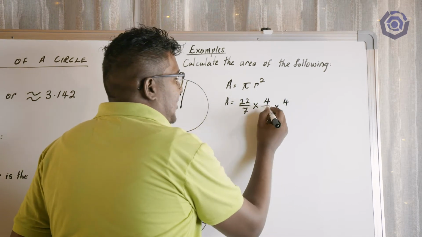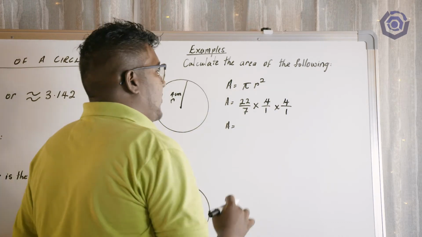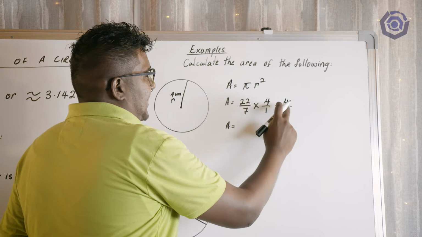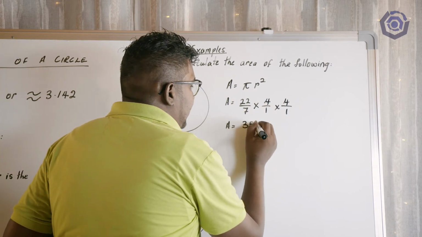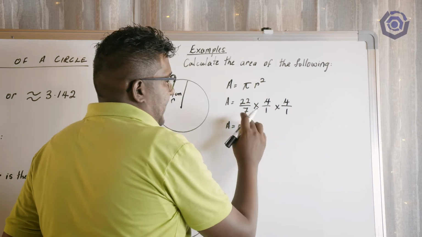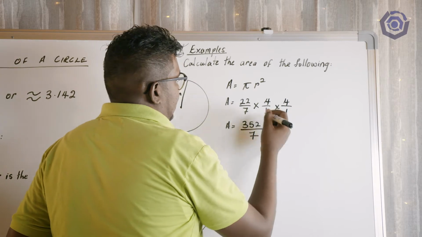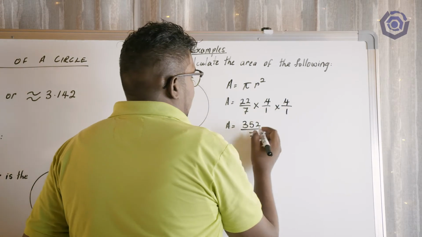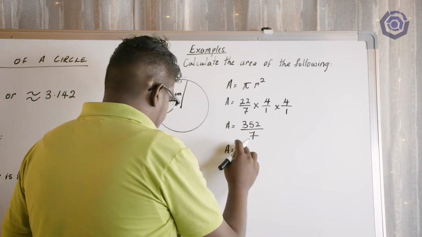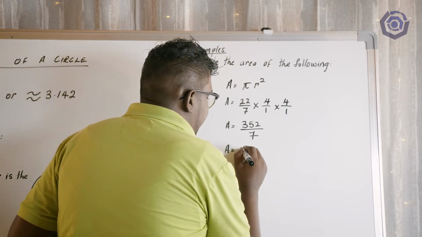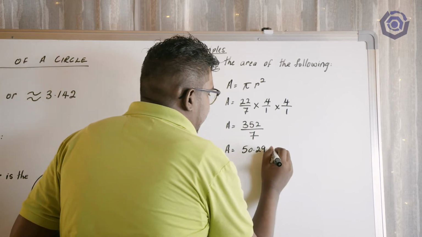Make them into fractions, we put them over 1. Then we multiply our numerators. That's going to be 22 multiplied by 4 multiplied by 4, and that's going to give me 352. Divided by 7 times 1 times 1, which is going to give me 7. When we divide 352 by 7, we're going to get 50.29. And we're working in cm.